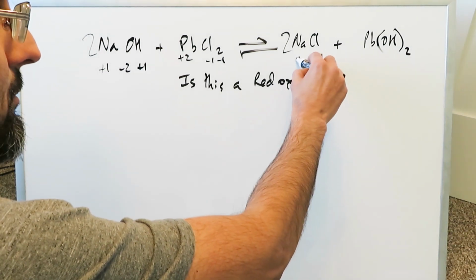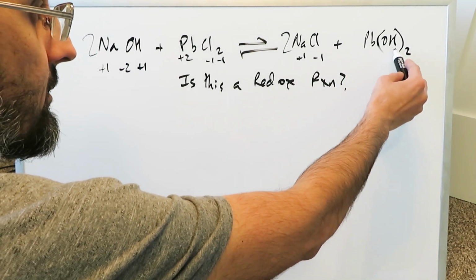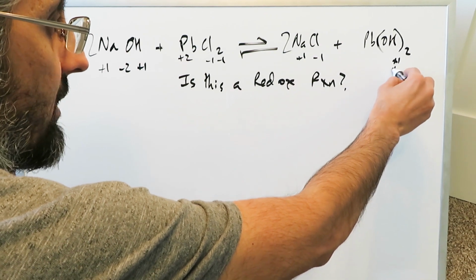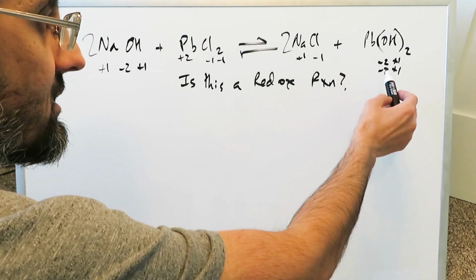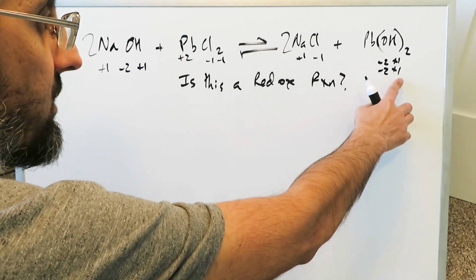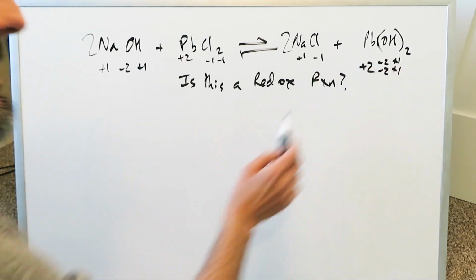Here you have a -1, +1. Here with regards to the hydrogen you'll have a +1, +1. With regards to the oxygens you'll have a -2, -2 because there are 2 of each. And then look at it, you have a -4 plus 2 is a -2, therefore lead must be +2.